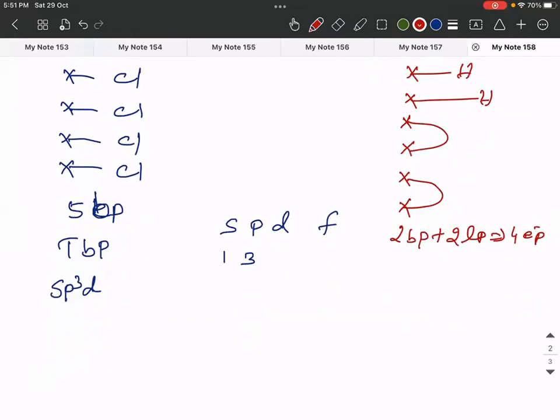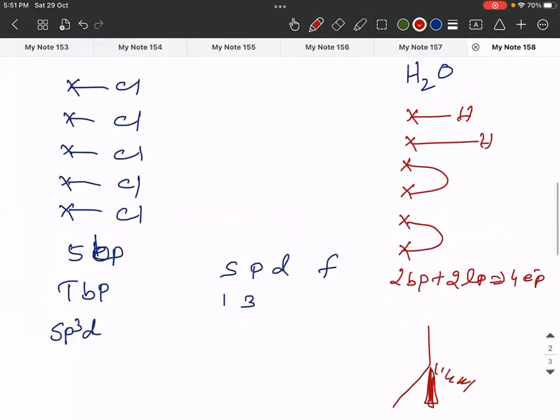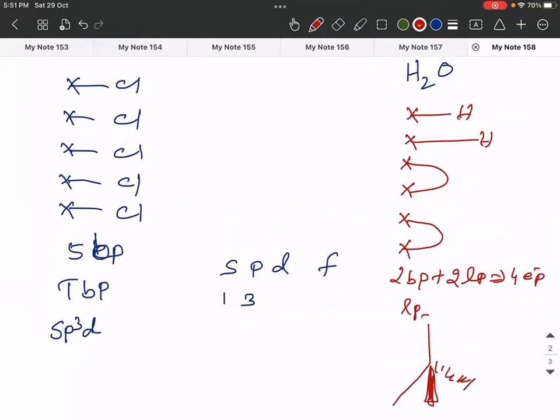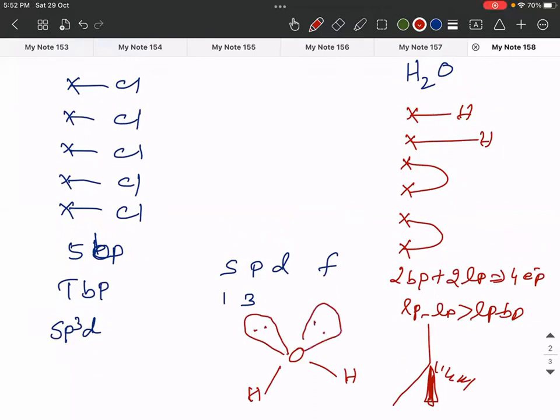It becomes tetrahedral, correct? But our VSEPR theory tells that lone pair-lone pair repulsion will be more than lone pair-bond pair repulsion. So what happened? It becomes shrunk. So oxygen will become like this. Totally how many is there? 4. So if you take 1 s and 3 p, it will be sp3.